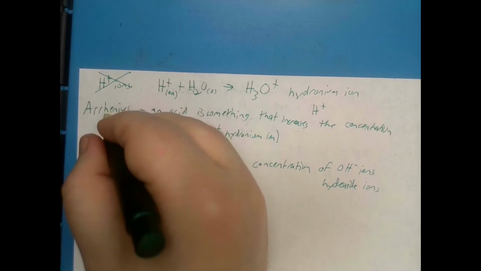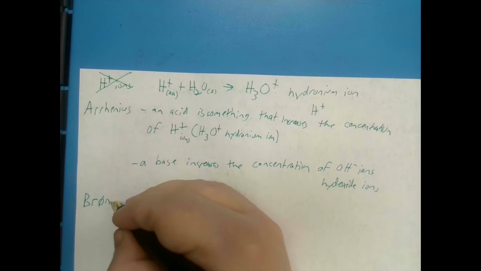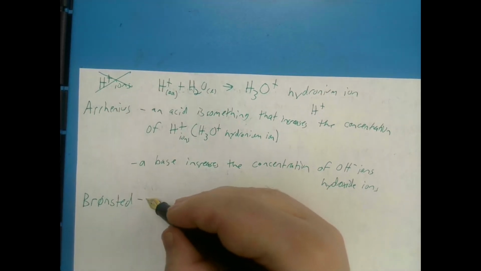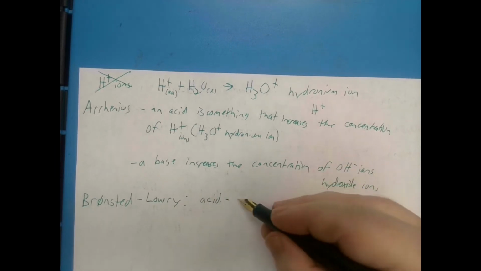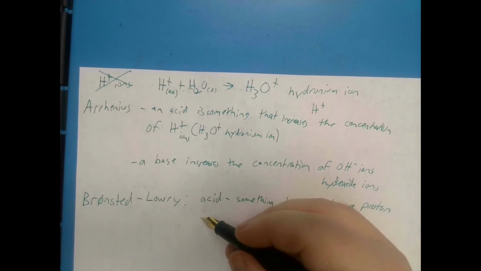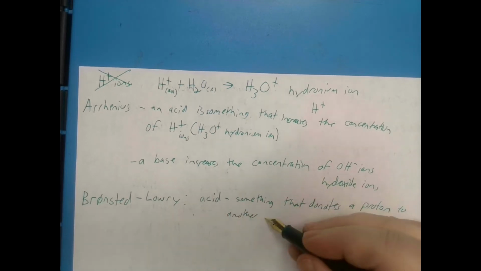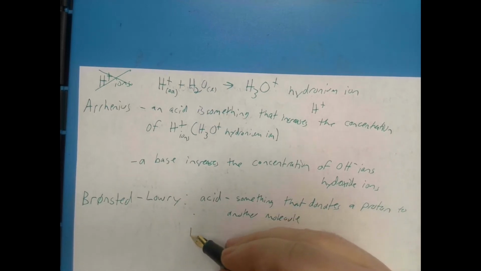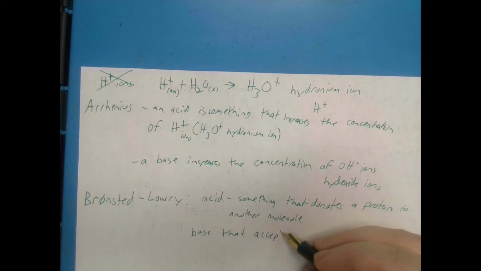So these will be called an Arrhenius acid or an Arrhenius base. We also have, and I'm not sure on the pronunciation of this, Bronsted-Lowry acid. So the definition of an acid is something that donates a proton to another molecule. And a base is any species or anything that accepts a proton from another molecule.